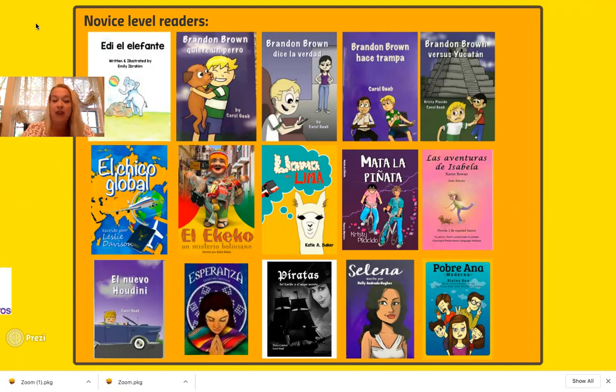And then Brandon Brown, Quiero un Perro, which is Brandon Brown Wants a Dog, by the great Carol Gaab. Wonderful starter book in a novice level class about pets and family and relationships, and just fabulous. Lots of cognates and lots of comprehensible language in that one. And then there are all sorts of Brandon Brown books that you can continue with, the sequels of each of those books. El Chico Global, written by my friend Leslie Davison, is super compelling.